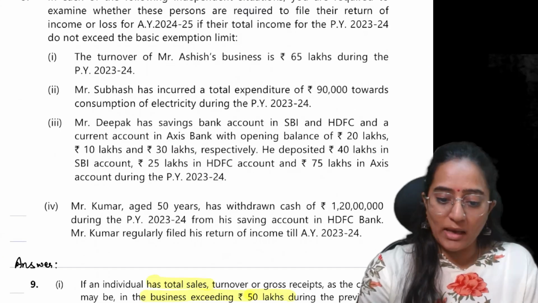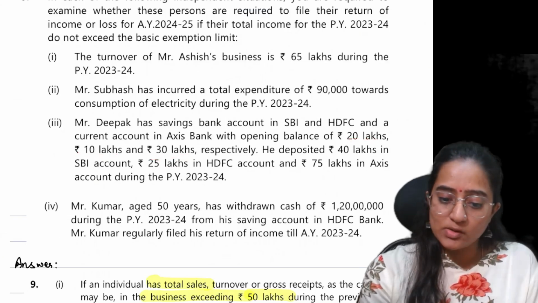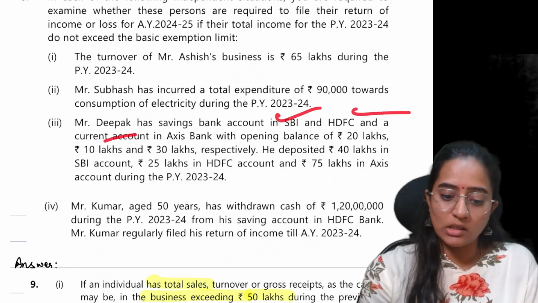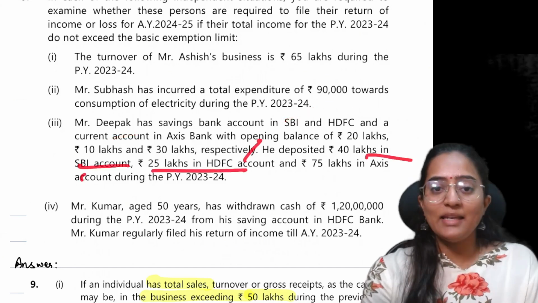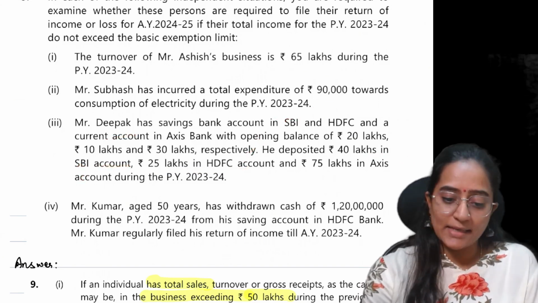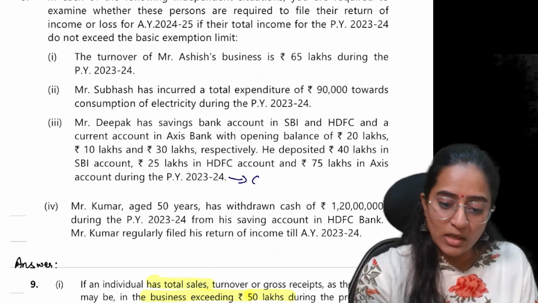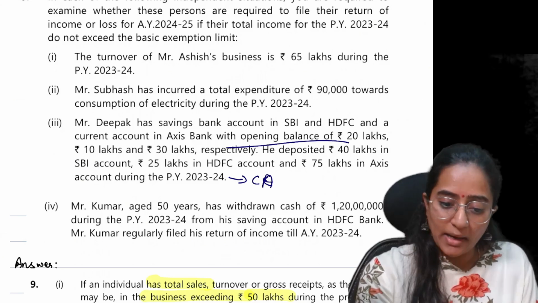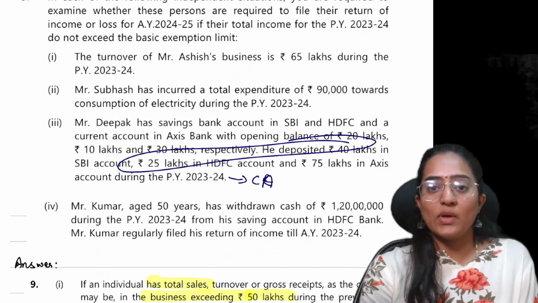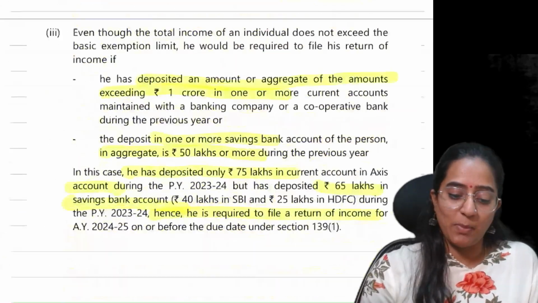Next, Mr. Deepak has savings bank accounts in SBI and HDFC, and a current account in Axis Bank, with opening balances of 10 lakh, 20 lakh, and 30 lakh respectively. He deposited 40 lakh in SBI, 25 lakh in HDFC, and 75 lakh in Axis Bank. The Axis Bank account is a current account; however, HDFC and SBI are savings bank accounts.